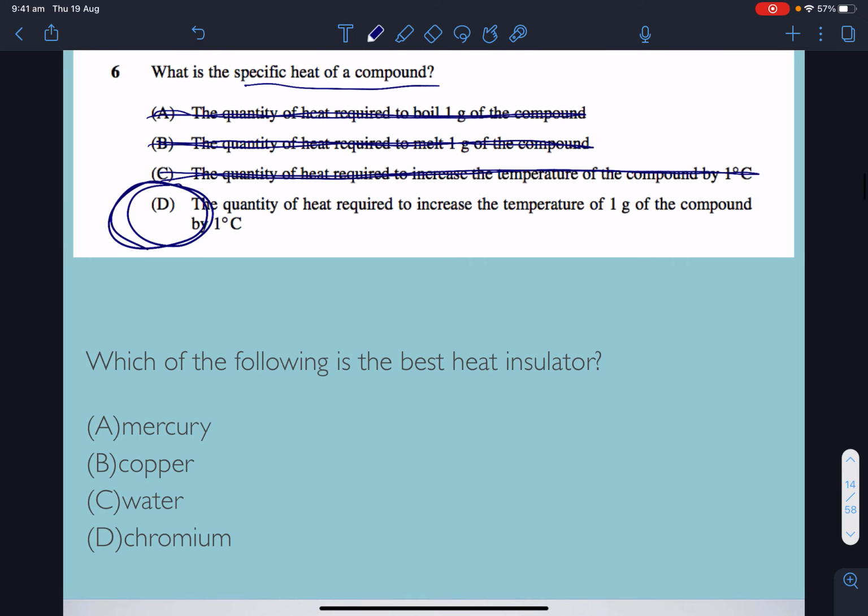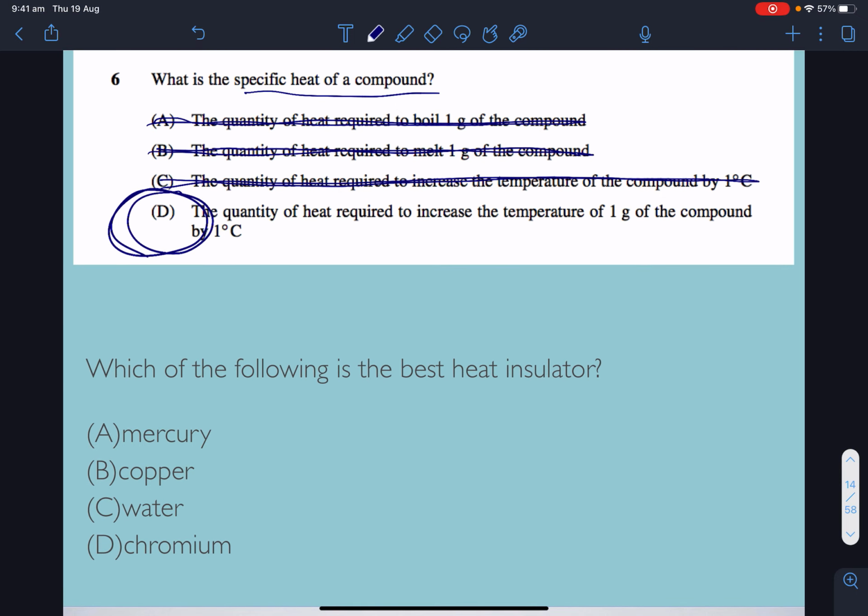Okay? Which of the following is the best heat insulator? Or you can reword that question. Which of the following has the lowest specific heat capacity? Remember our trends. Non-metals have high specific heat capacities, and metals have the low specific heat capacities.